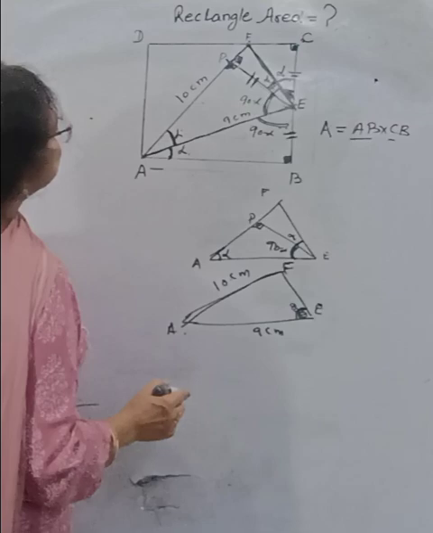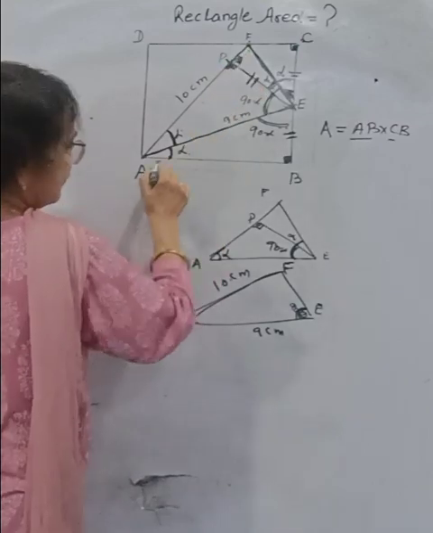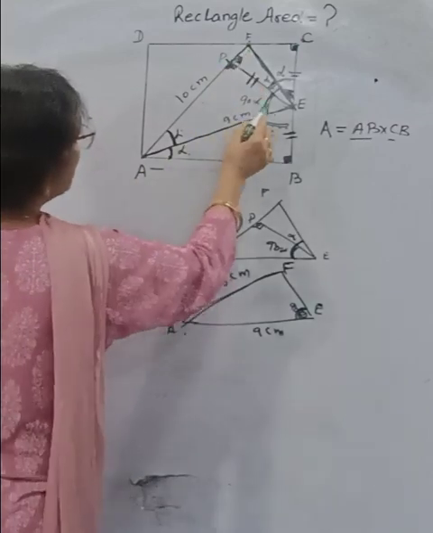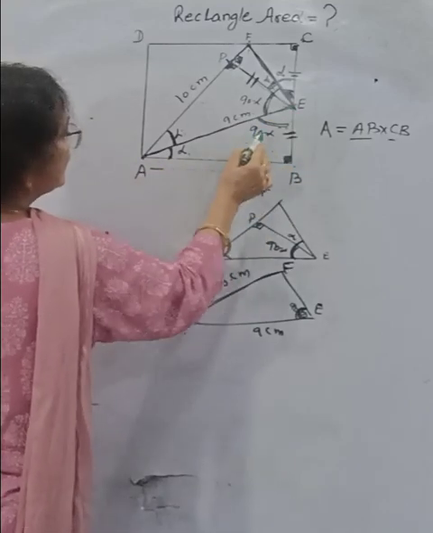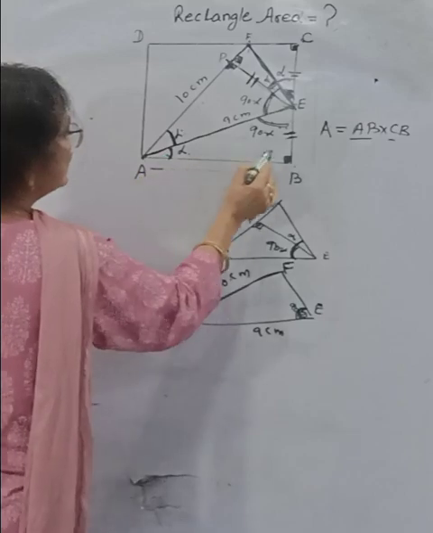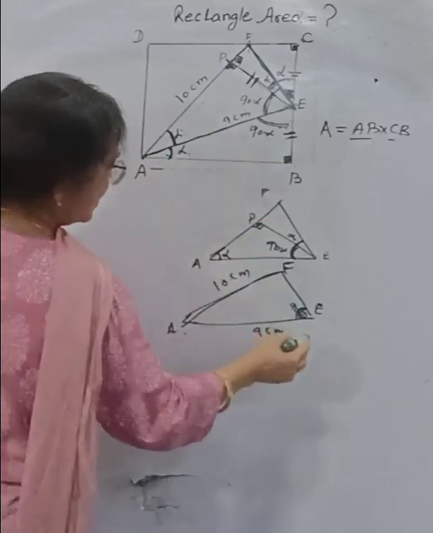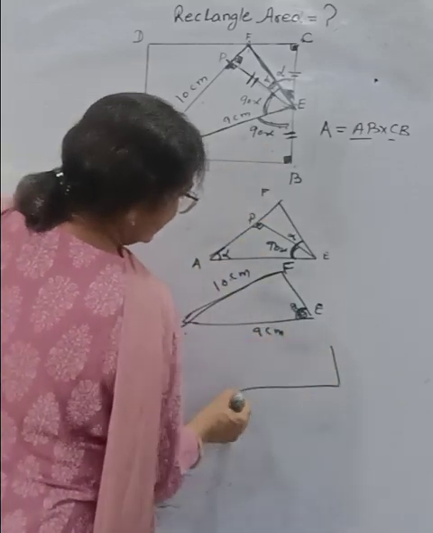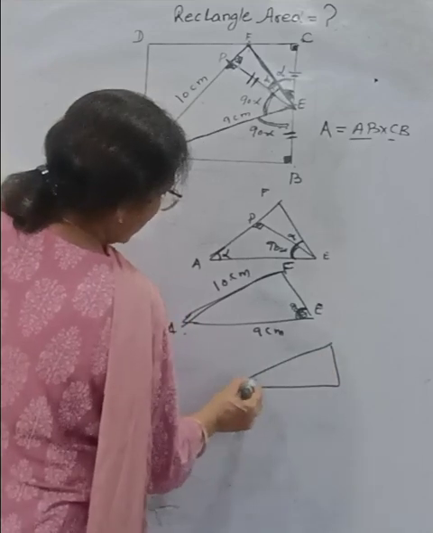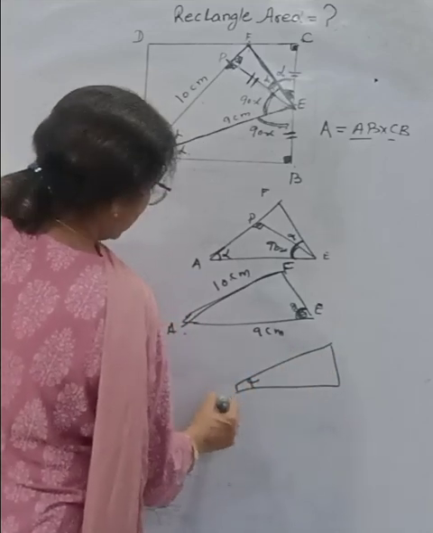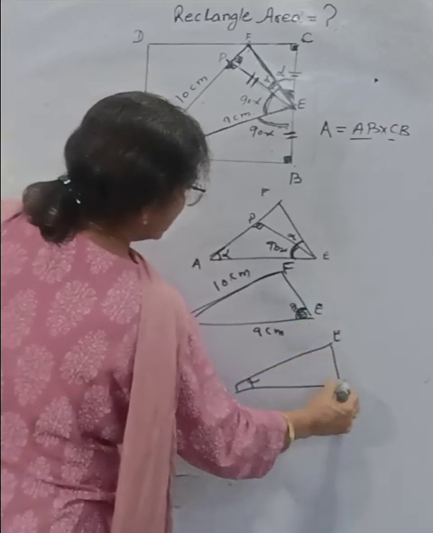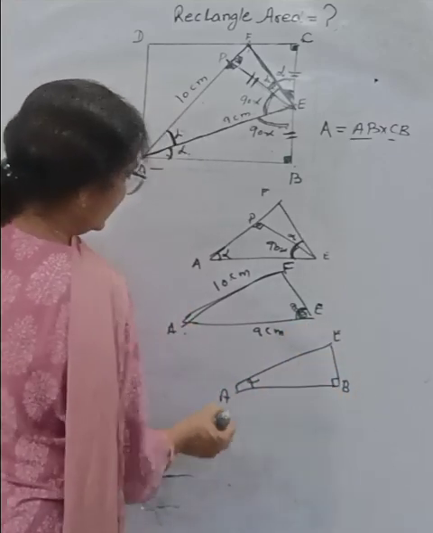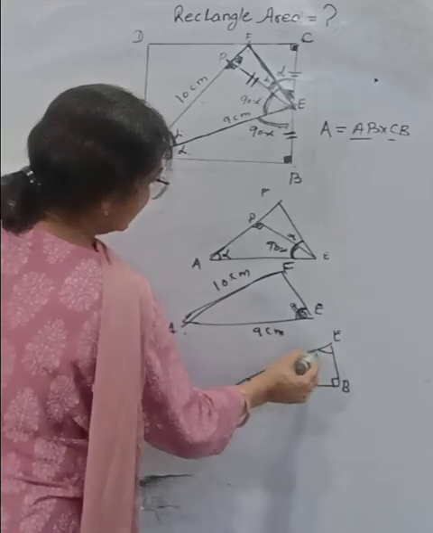Now take the triangle F, and this is also EBF. This is 90 minus alpha, this is alpha, this is 90. Now we can compare these two triangles. This is alpha, this is point A, this is point E, and this is B. This is a 90-degree angle, this is alpha, and this is 90 minus alpha.